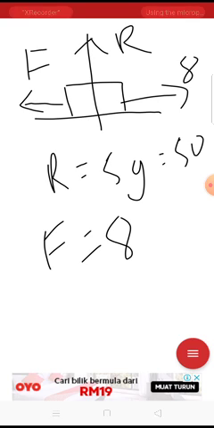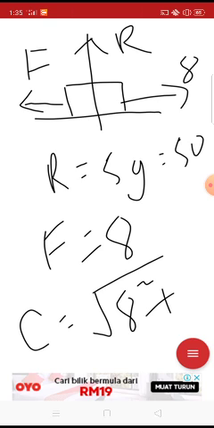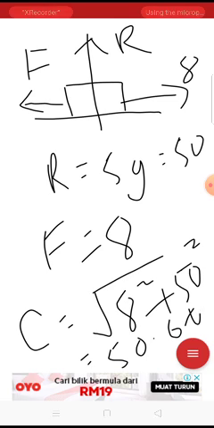If you want to find the total contact force for example 1, C will be equal to the square root of 8 squared plus 50 squared, right? So you should be able to find that C is equal to 50.6 Newton. Okay, hope you can get that.